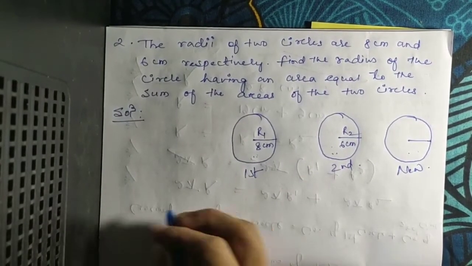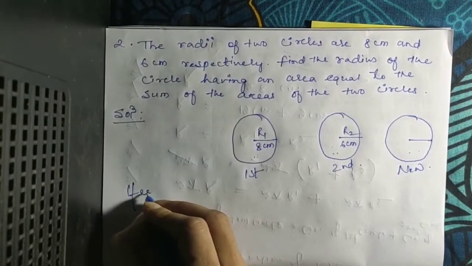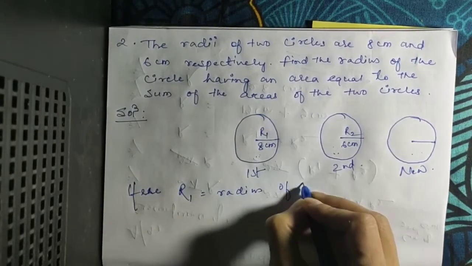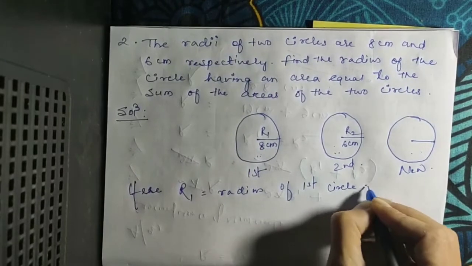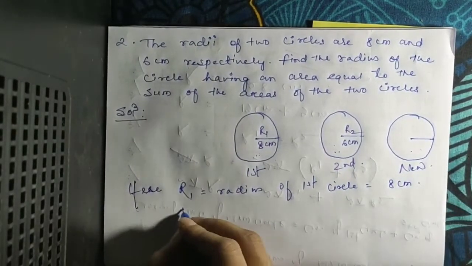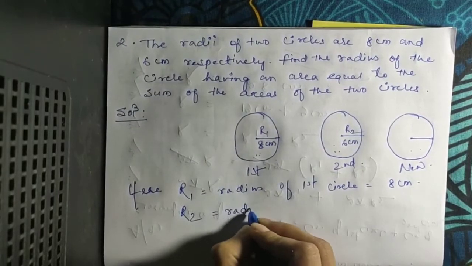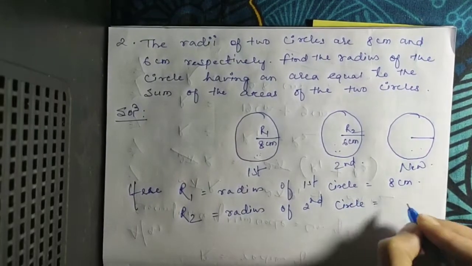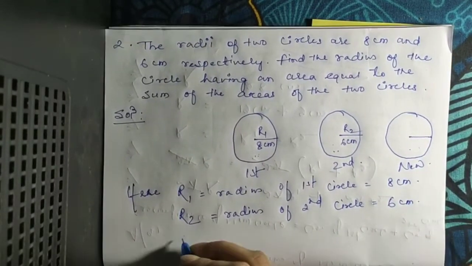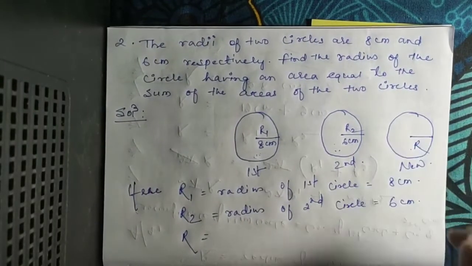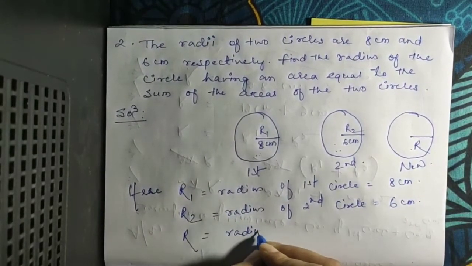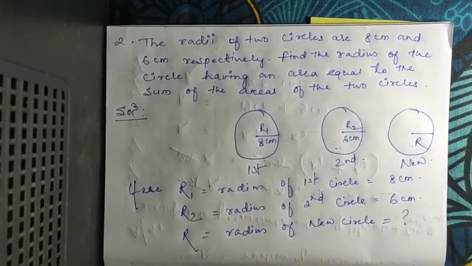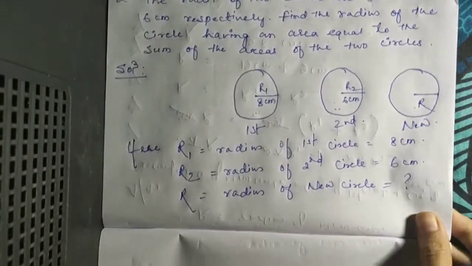Okay, so r1 is the radius of the first circle, that is given as 8 centimeter. r2 is the radius of the second circle, whose radius is given as 6 centimeter. Now we have to find the radius r, that is the radius of the new circle. We have to find this radius. Okay. Now what is the condition given in the sum?